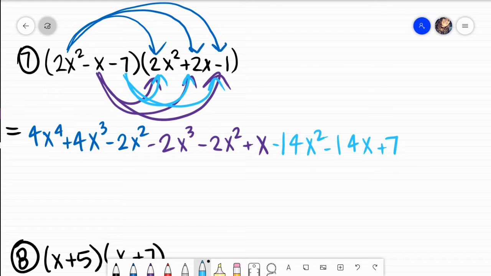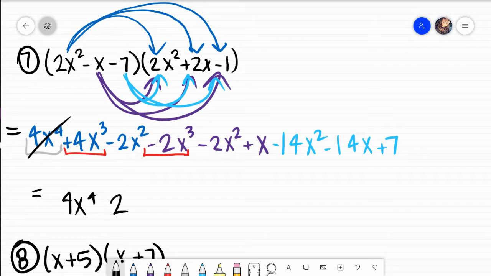Now let's go through here and let's find things that are alike, like terms, right? So I get a 4x to the 4th, and there is no other 4x to the 4th. So I just have 4x to the 4th. Okay? Then I have a positive 4x cubed, negative 2x cubed, and that's it, right? So what I get is 4 minus 2, right? Signs are different. So I subtract, keep the sign of the larger, keep, and keep.